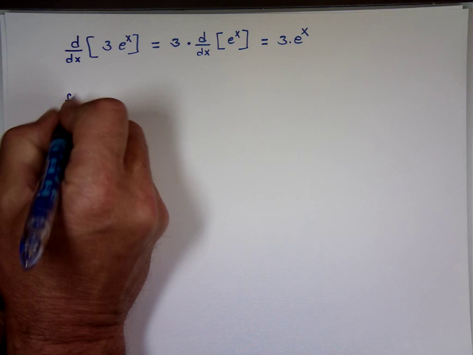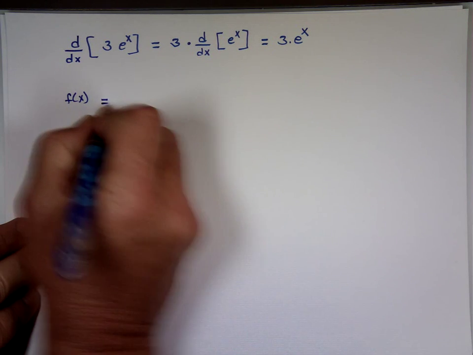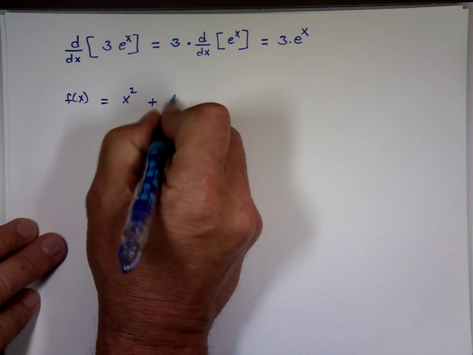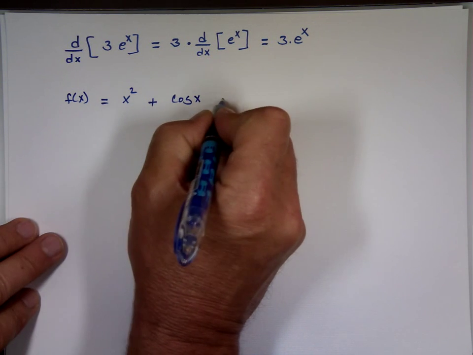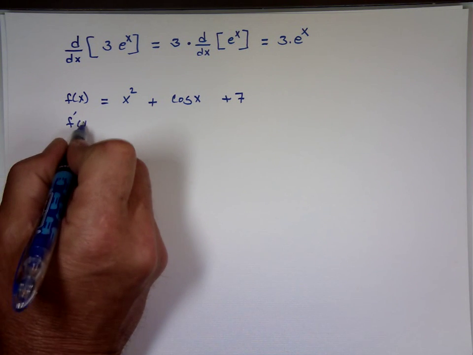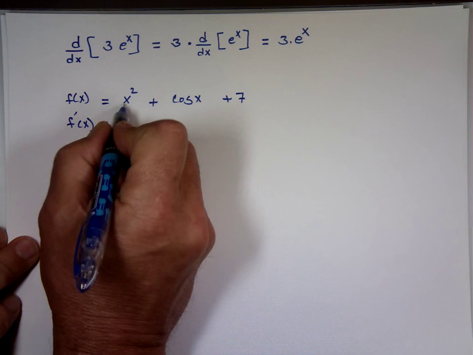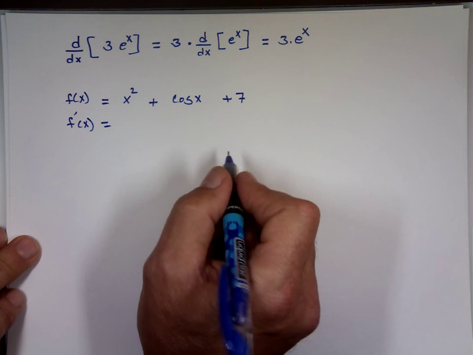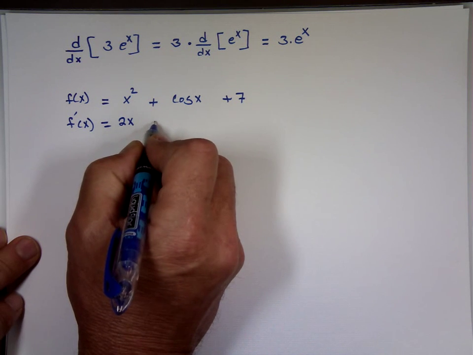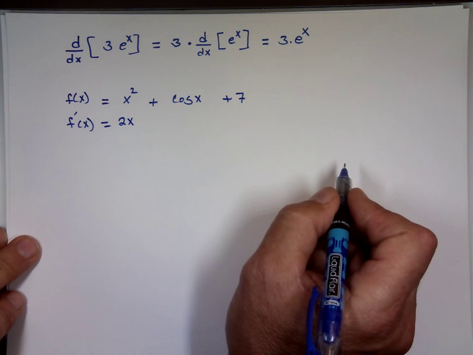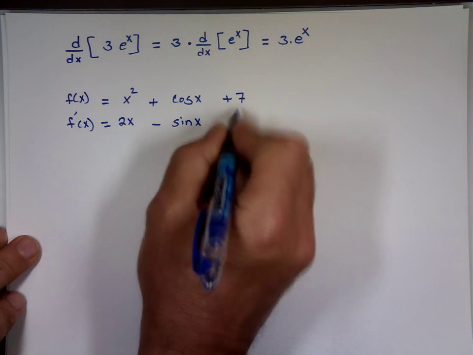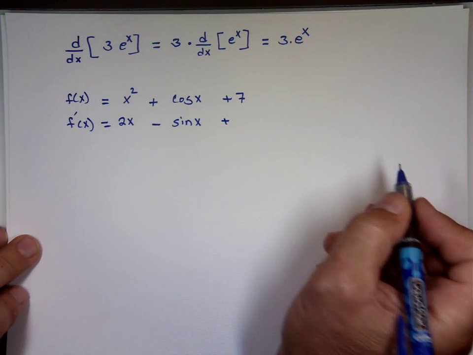F of x equals x squared plus cosine of x plus 7. What's the derivative of that? What's the derivative of x squared? 2x. 2x, yes. What's the derivative of cosine of x? Negative sine of x. Plus, what's the derivative of 7? 0. I don't need to write the 0.